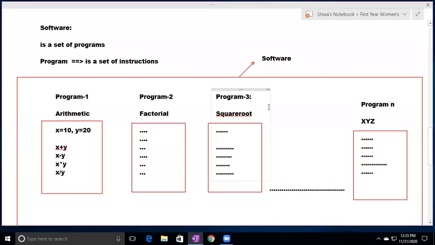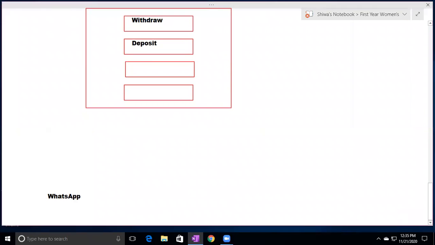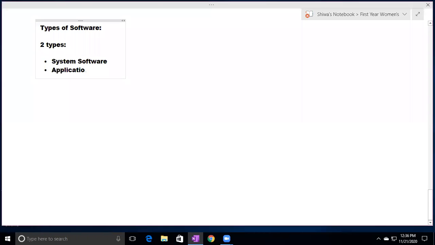Okay. Now listen, what are the types of softwares? So the topic name is types of softwares. How many types are there in software? There are two types of softwares. Software can be divided into two types. What are those? First one is system software. Second one is application software.